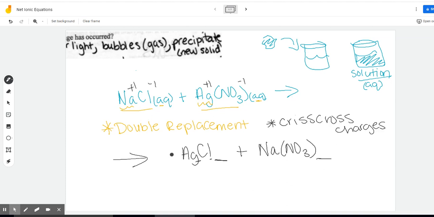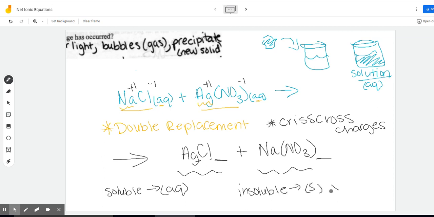Now that we've done that, we have to analyze what we've got and figure out which ones are soluble and insoluble. Just like Hank said, for soluble we are going to put the aqueous with it, which means it dissolved in water. So it dissolved within itself, and you're not going to see anything because it's just going to be a liquid. But for the insoluble, we're going to put solid, and this right here will be your precipitate.